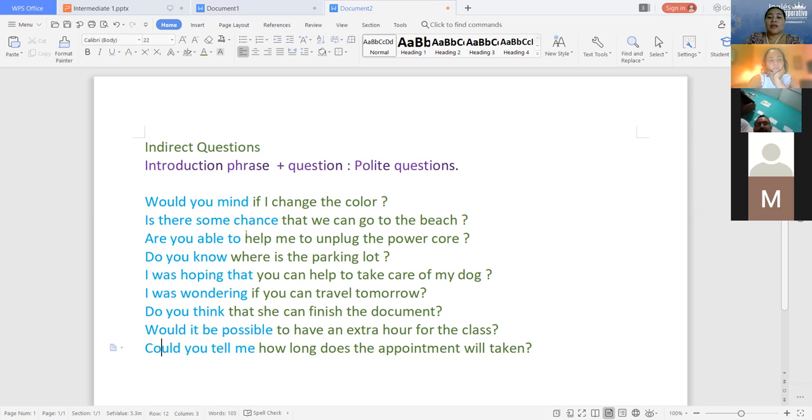After this one, in the third one, you need to have a verb. For example, after this one, tell is the verb. Tell me, yes, tell is the verb, and me is the person. After that one, I need to have a WH question, because I'm asking for information. Thank you.